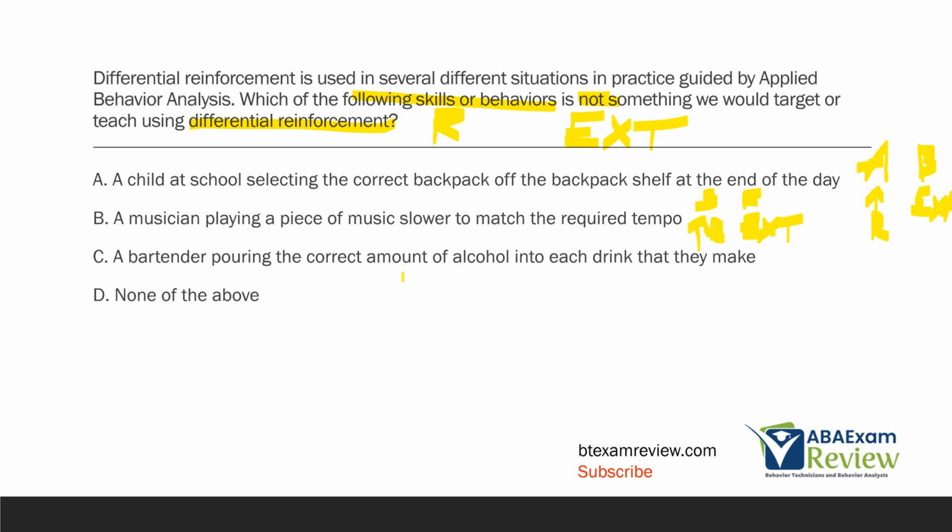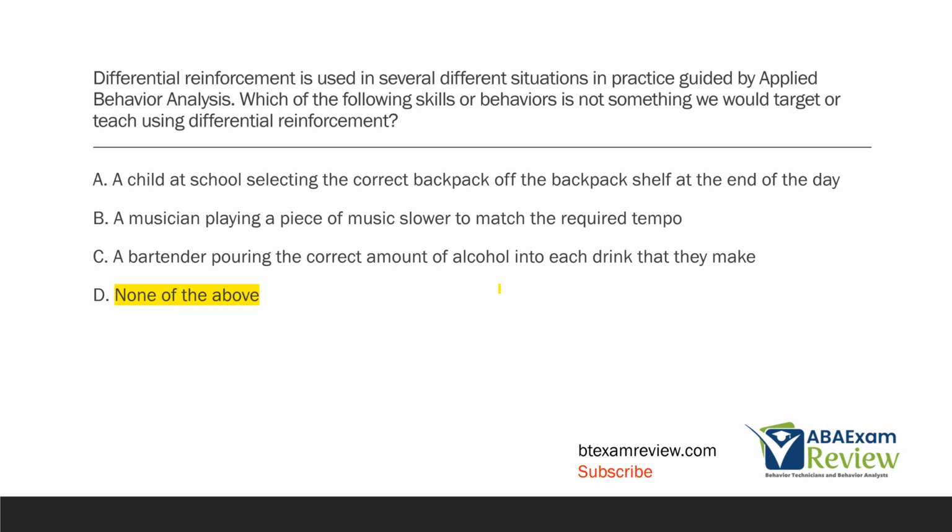C, a bartender pouring the correct amount of alcohol into each drink they make. If we need the bartender to pour 1.5 ounces instead of 2 ounces, well, reinforcement, extinction, you get the idea. Differential reinforcement could be used for A, B, and C. So we would not target, well, D, none of the above. Differential reinforcement is used all the time.